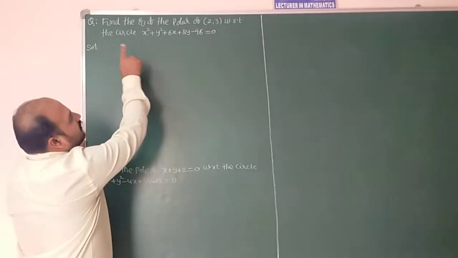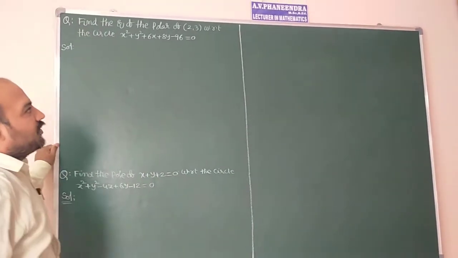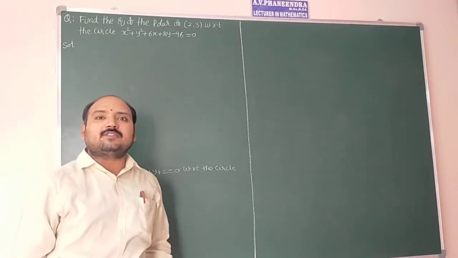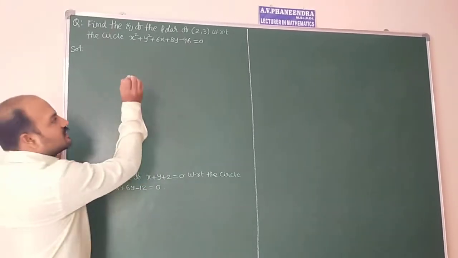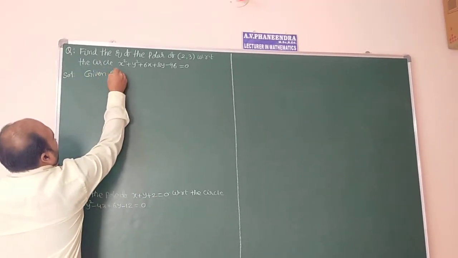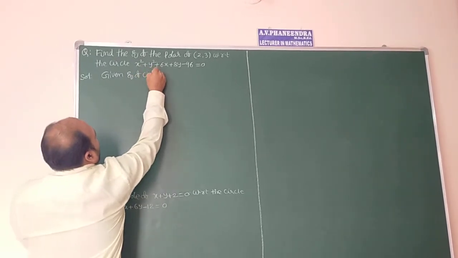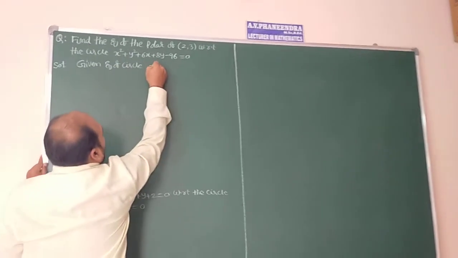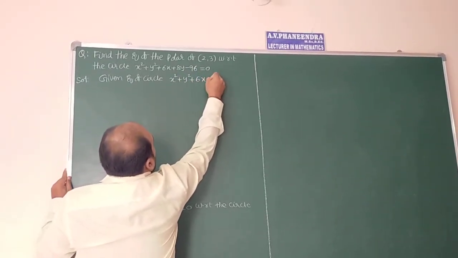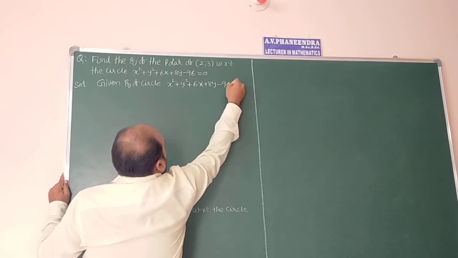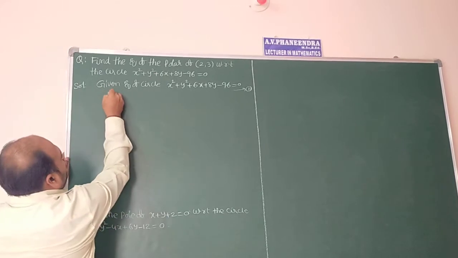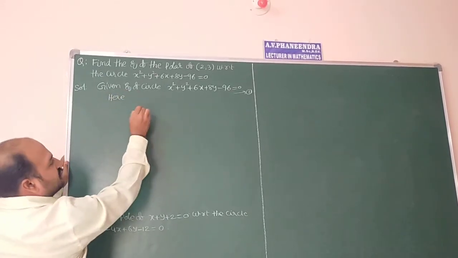See the first question: find the equation of the polar of (2, 3) with respect to the circle x square plus y square plus 6x plus 8y minus 96 equal to 0. First, write the given circle and the given point. Given equation of circle: x square plus y square plus 6x plus 8y minus 96 equal to 0, equation number 1. Here you have to write the values of g, f.